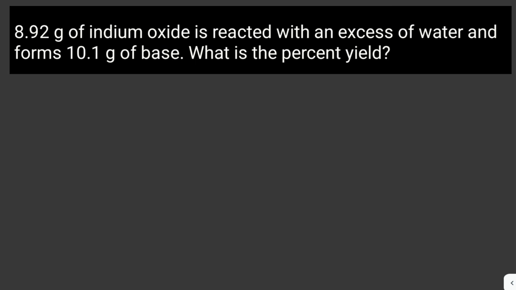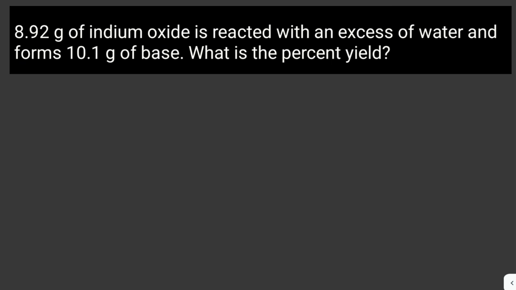Okay, let's solve another problem. 8.92 grams of indium oxide is reacted with an excess of water and forms 10.1 grams of base. What is the percent yield?